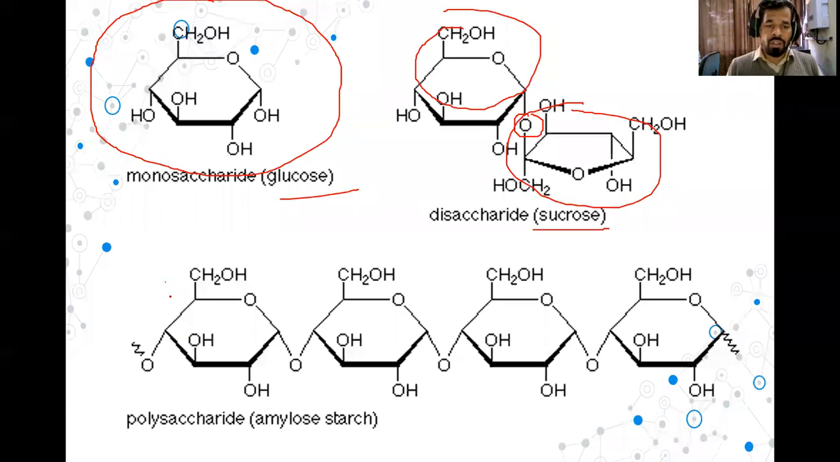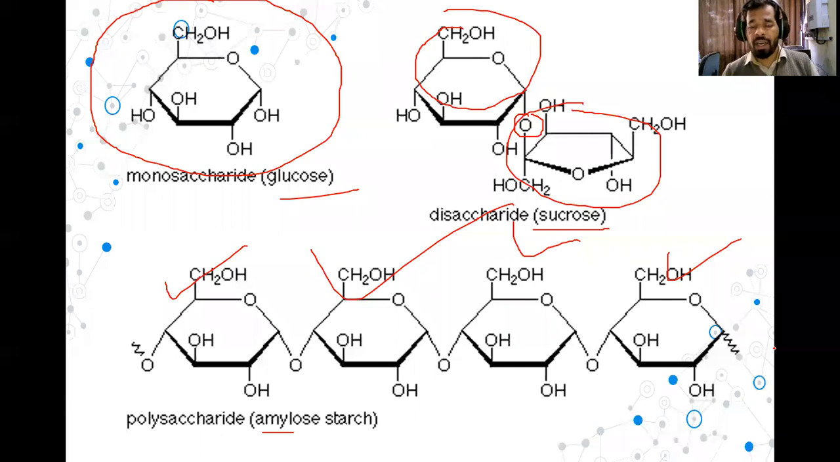Okay, so here you will see 1, 2, 3, 4 units. Like that the structure is made, and that structure is called a polysaccharide. So this is an example of amylose starch. You will find that the number of monosaccharides is more in the case of a polysaccharide, and that is why the word poly means many: starch contains many monosaccharide units.